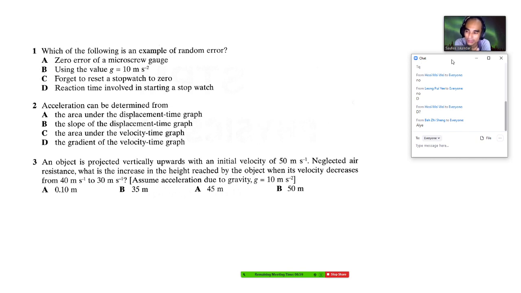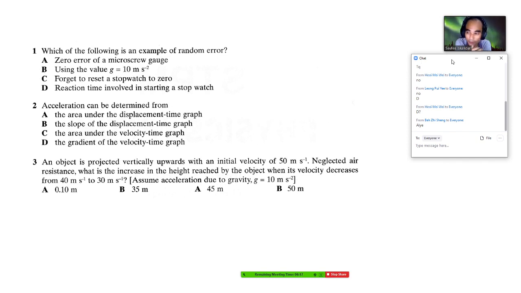Yeah, maybe it's D, but the most obvious is actually C. Forget to reset the stopwatch to 0. Okay. Magnitude of error is not constant. Yes, one more characteristic of random error: the magnitude of error is not constant. That means that it doesn't have any consistency.